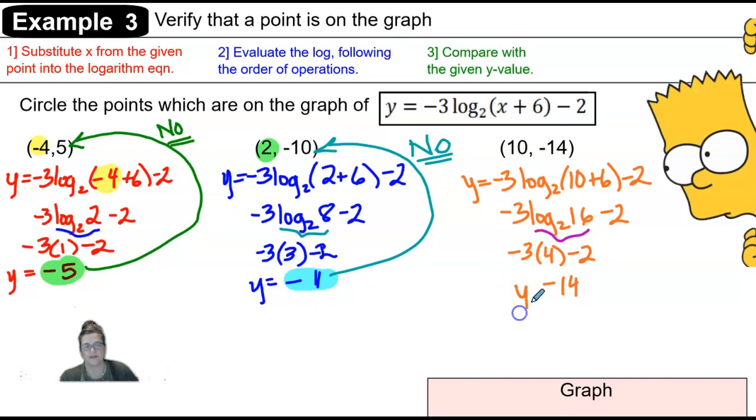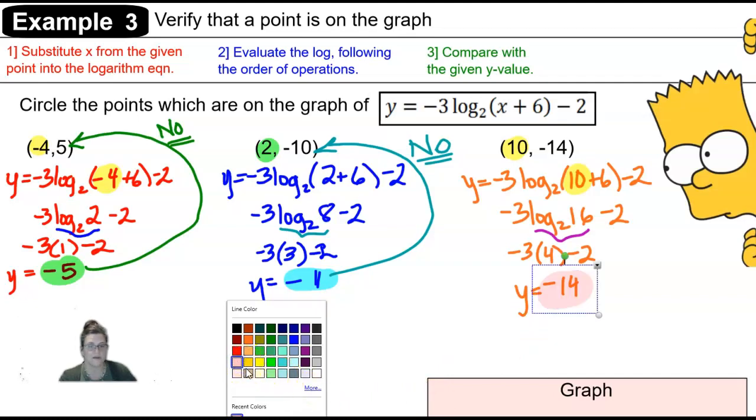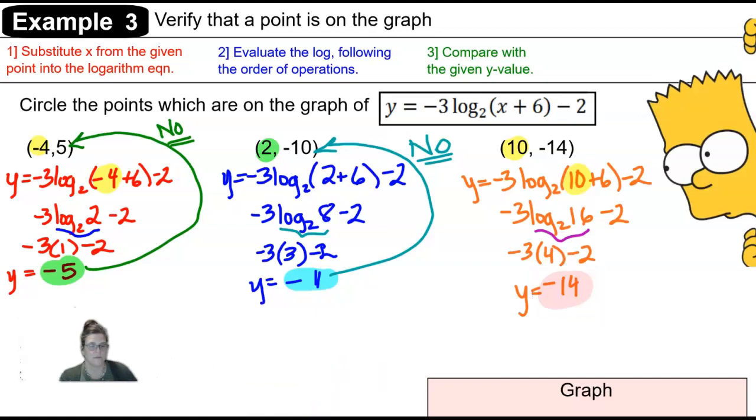Minus 2 is negative 14. So when we substitute a 10 in for x in the expression, so we took 10 here and we substituted it right here for our x, we get back a negative 14. Oh, that's really dark and hard to see. So let's change that to a lighter color like pink. There we go. And when we compare that with the y value that we started with, we see that negative 14 does match the y. And so yes, this point is an ordered pair on the graph.